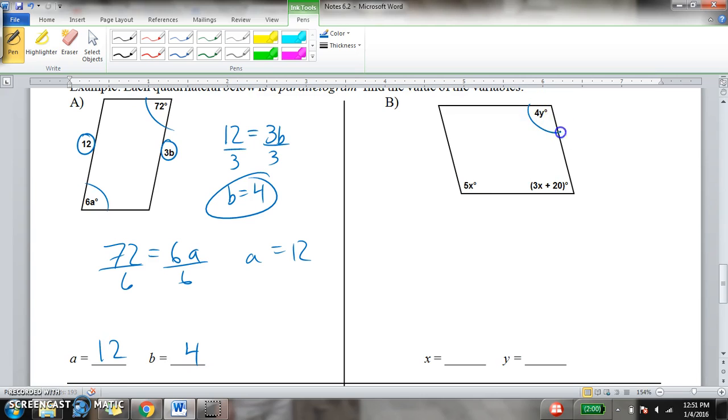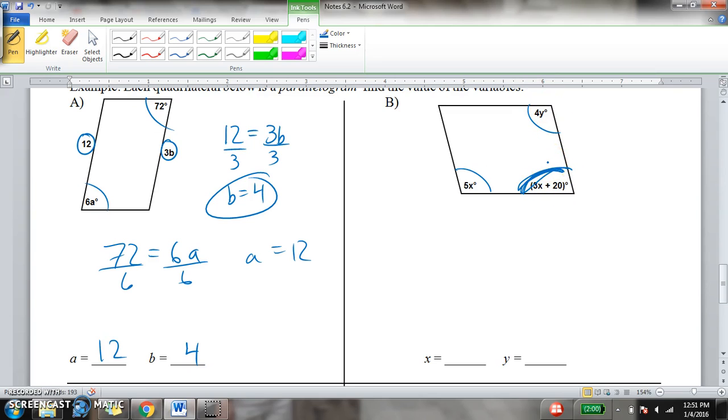Next one, we've got 4y and 5x are opposite from each other, which means they're congruent. But I have an x and a y, so I have to figure out a different way to solve for one of those variables before I can solve for the other one. Luckily, we have this down here. However, this angle, this 3x plus 20, is not congruent to the 5x and the 4y. It is supplementary to both of them.